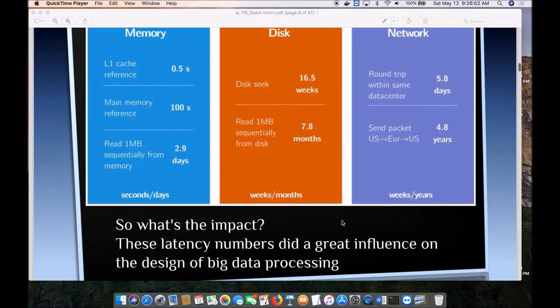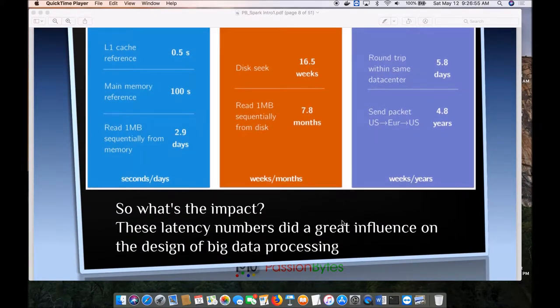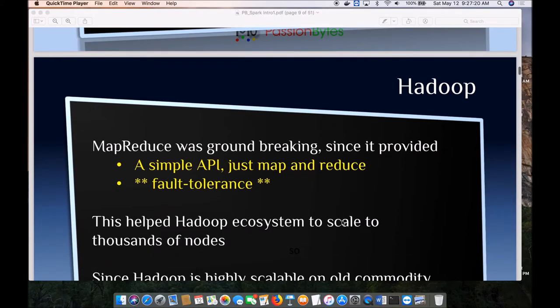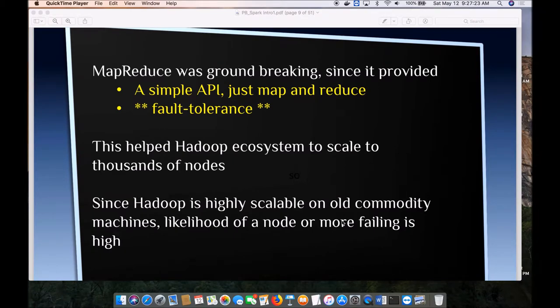So what's the impact? The latency numbers did a great influence on the design of big data processing. This is what MIT, Berkeley, and all the scientists across the world were trying in the beginning of 2000, 2001, 2002, etc. And that's what Google's papers on MapReduce and DFS solved. Right? So, MapReduce was groundbreaking. It provided a simple API, map and reduce. You don't write anything else, as you remember, map, reduce, driver. We have written as many programs, right?